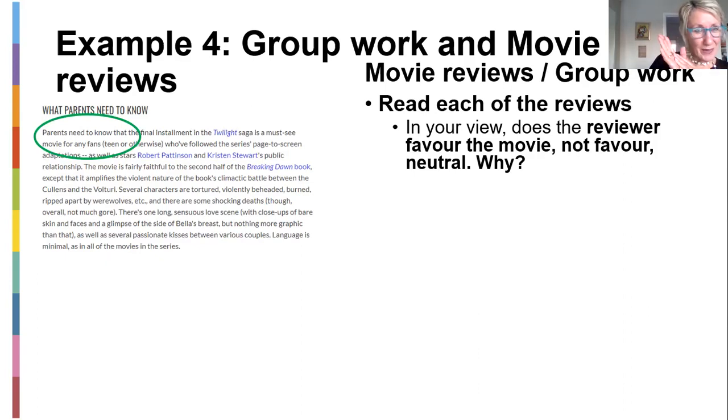And you'll see that in the second half of the Breaking Dawn book, there are very dramatic battles between the Cullens and Volturi, and several characters are tortured, violently beheaded, burned, ripped apart by werewolves, and so on. Shocking deaths, okay? And then towards the end, they talk about the sensuous love scenes, the close-ups of bare skin and faces and a glimpse of Bella's breast, and then long, sensuous, passionate kisses. So you might say, no way, after I read this, my kids are not going to go and see this movie. Maybe adults go and see it, but definitely not young kids.